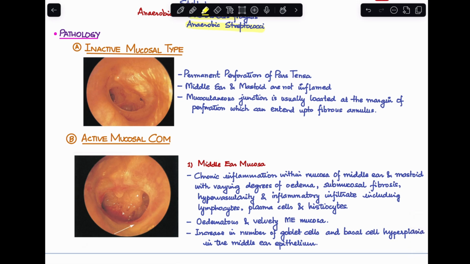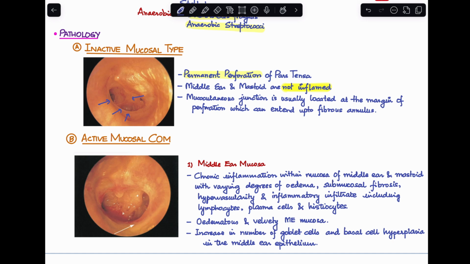First, coming to the inactive mucosal type. Here, it is characterized by a permanent perforation of the pars tensa. This is very important. The second important point is that the middle ear and mastoid are not inflamed, and this is what differentiates it from the active type. The mucocutaneous junction is usually located at the margin of the perforation, which can extend up to the fibrous annulus. So you see in the image over here, we can see a permanent perforation, and the middle ear mucosa is not at all inflamed. So this is the inactive mucosal type.